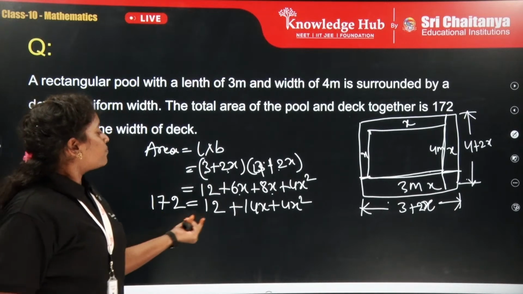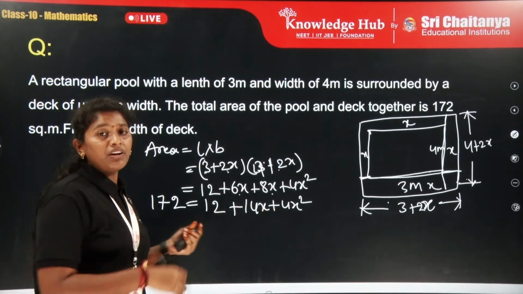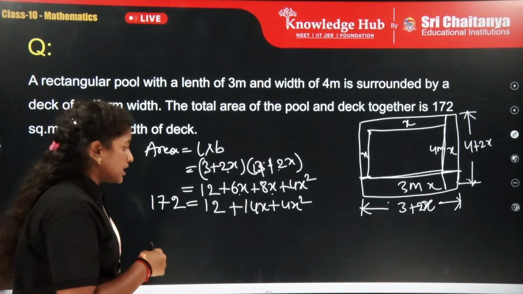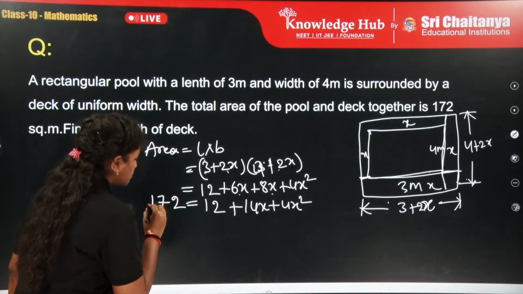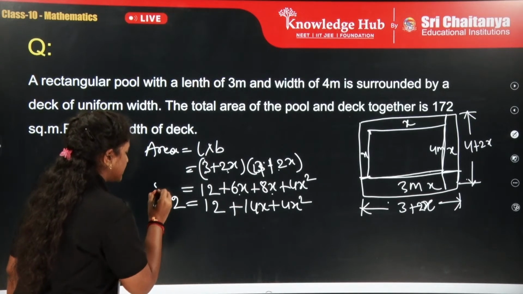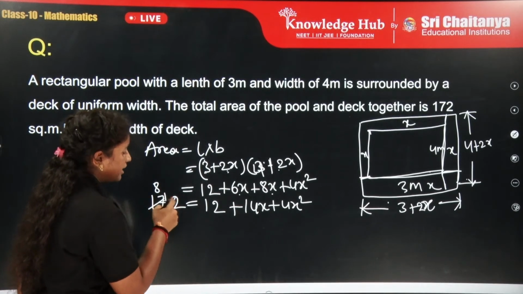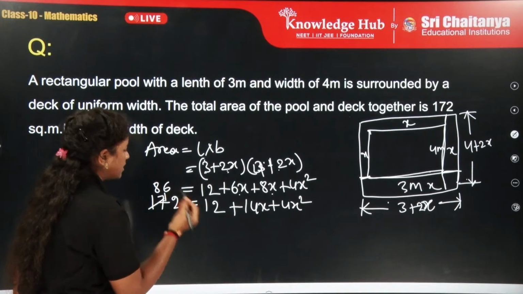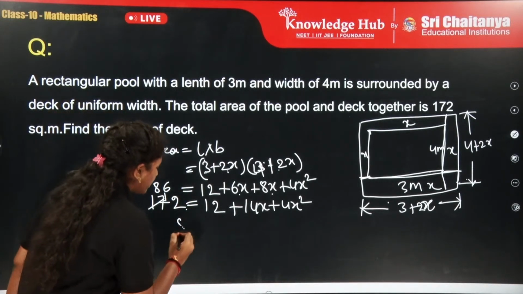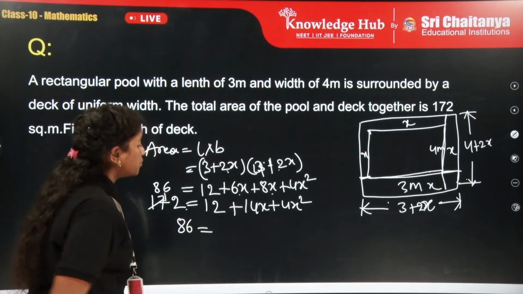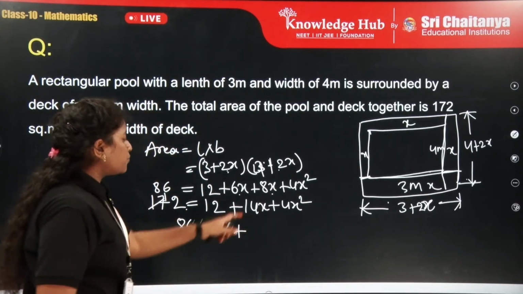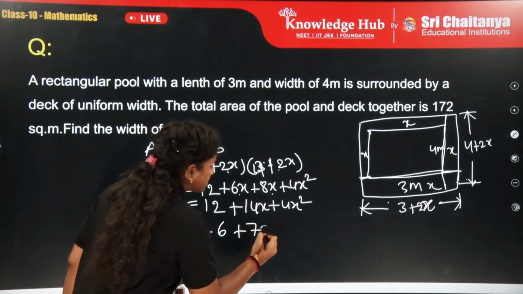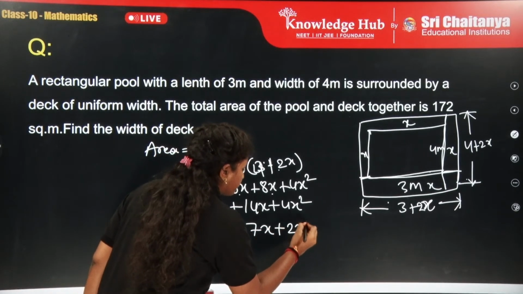Now if you observe here, we can take 2 common from both LHS and RHS. Taking 2 common, 172 divided by 2 will give you, 2 8s are 16 and here 1 is left and it will become 12, so it is 86. Okay. So now here it will become 86, which is equal to, 2 will cancel 12 for 6 times, so 6 plus, and 2 will cancel 14 for 7 times, so it will become 7x plus 2x square.